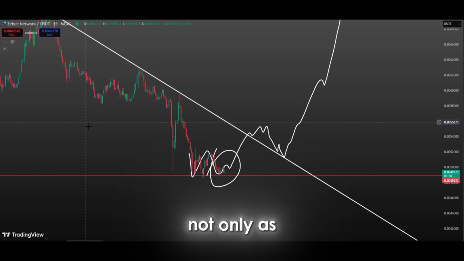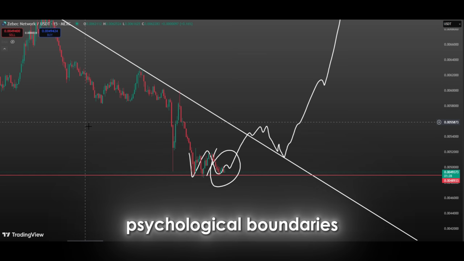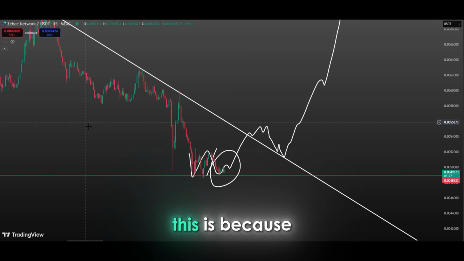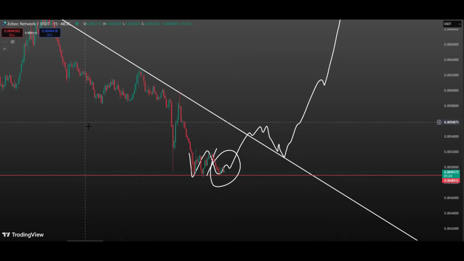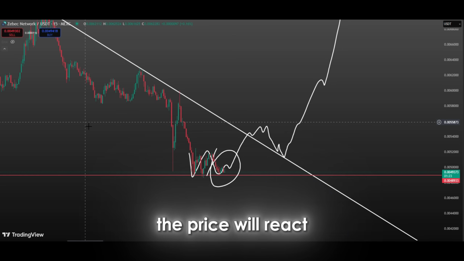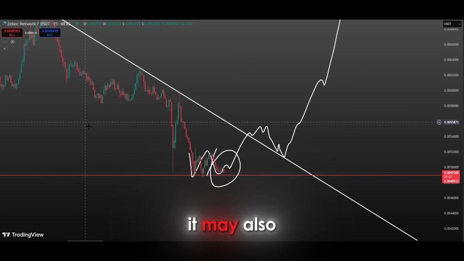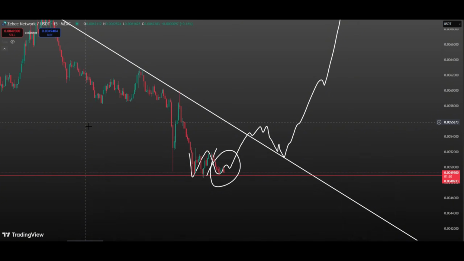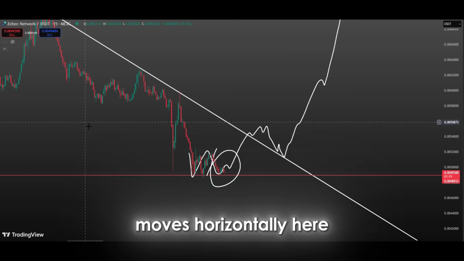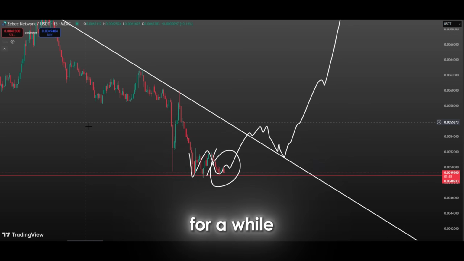Support zones act not only as horizontal lines but also as psychological boundaries. This is because the vast majority of investors concentrate their buy orders at these levels and expect the price to hold there. This makes it more likely that the price will react upwards with support. It may also be the case that this support area acts as a consolidation zone. In other words, after the price moves horizontally here for a while, it may break sharply upwards with volume support.